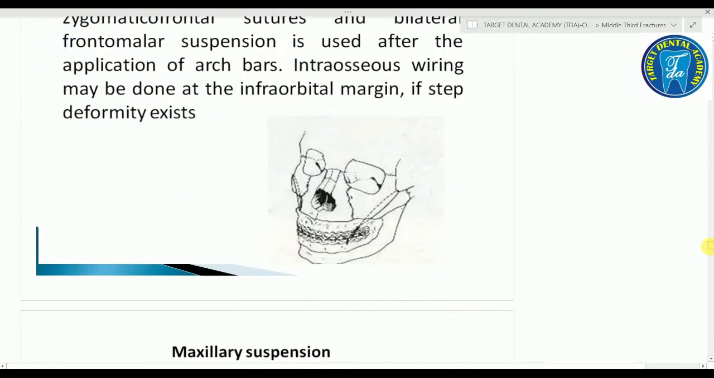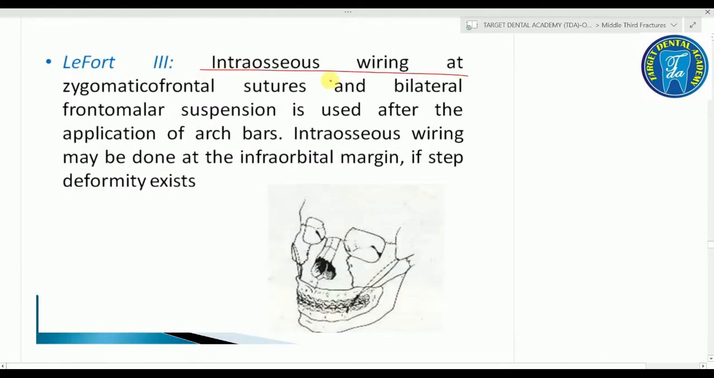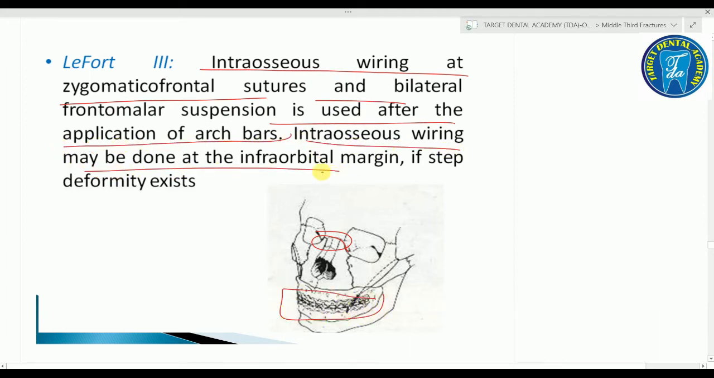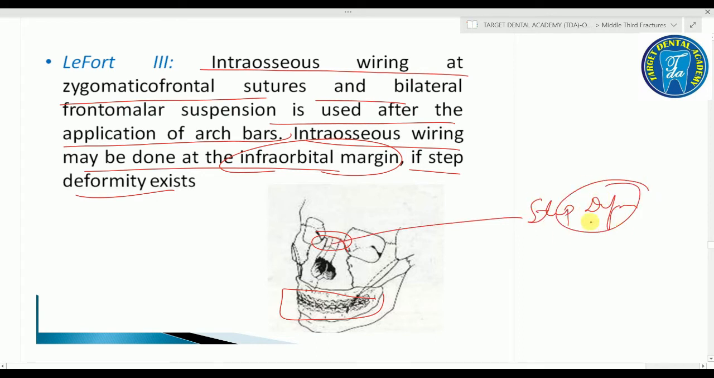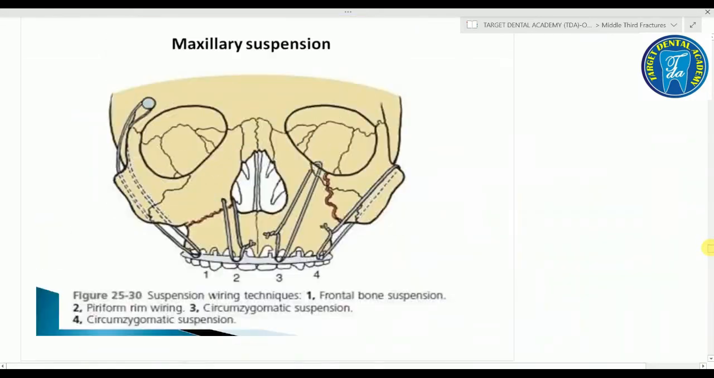While in Le Fort 3 fractures, the intraosseous wiring at the zygomatico-frontal sutures and suspension is used after the application of the arch bar. The intraosseous wiring may be done at the infraorbital margin if a step deformity exists. See, in this you can get a step deformity. If there is a step deformity, then only you can do the intraosseous wiring at the infraorbital margin. So these are the suspension wiring techniques.